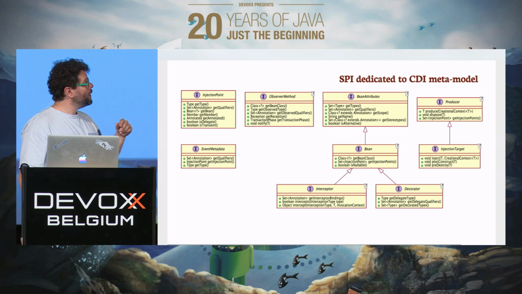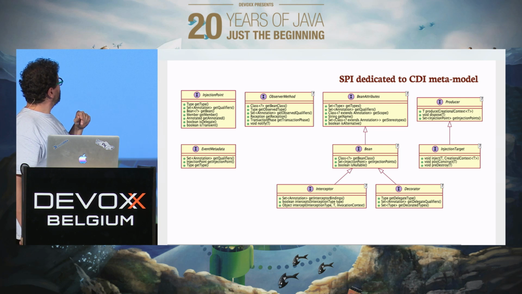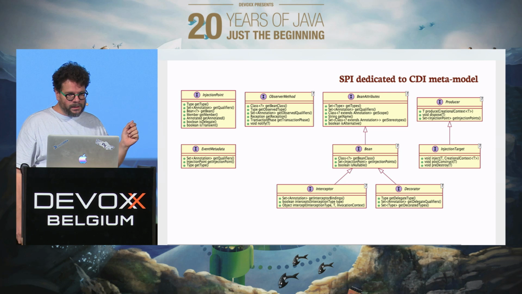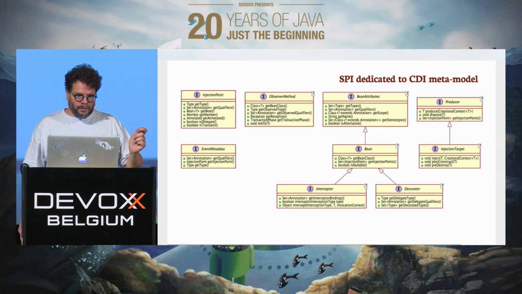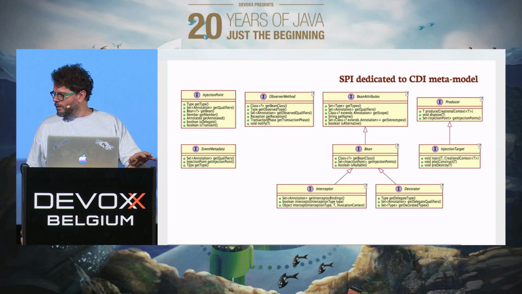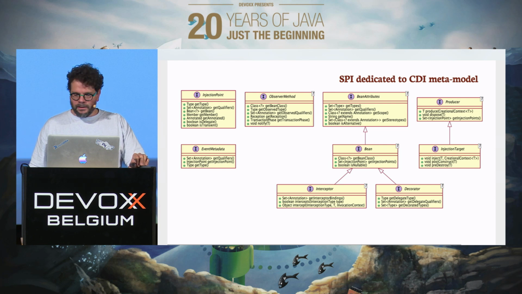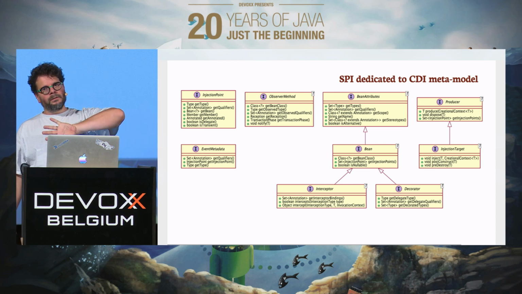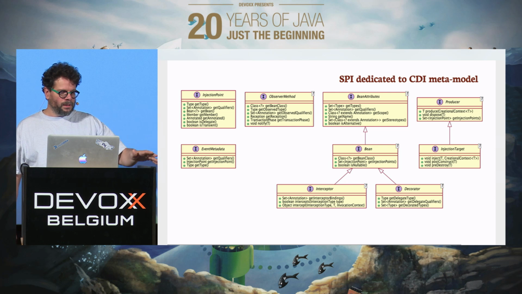After that, we have all the SPI dedicated to the CDI meta model. We already used the injection point, which you can see up there on the right. We already used the bean too. It was very fast, but Antonio injected a bean in his interceptor to get metadata of the bean. And there are other SPIs that you can use, either in an extension or at runtime. So we saw that we can use the injection point at runtime.